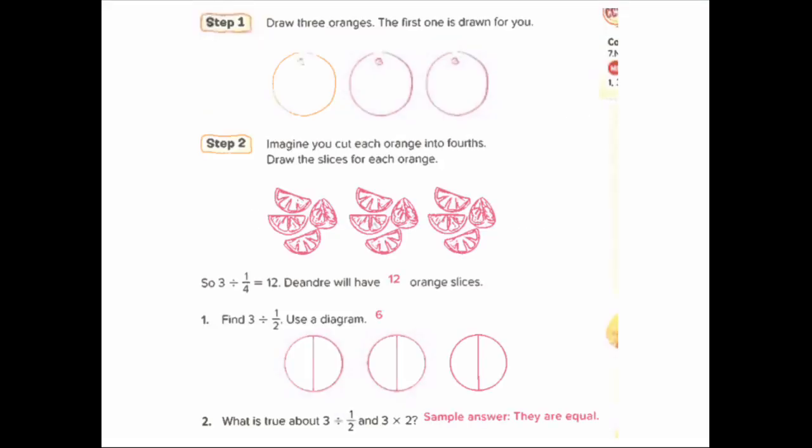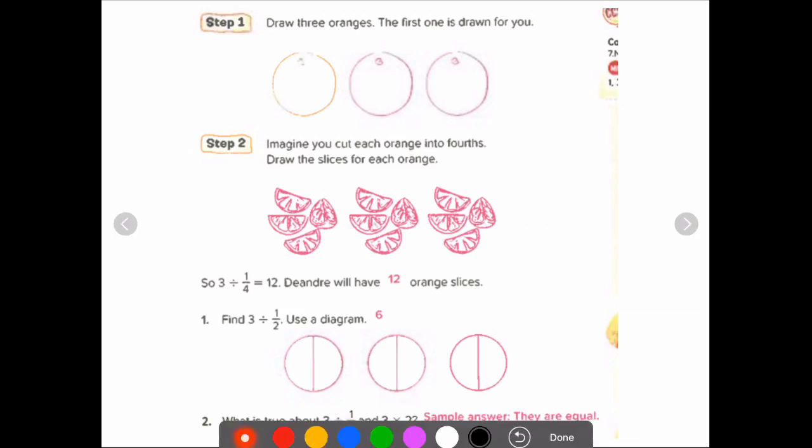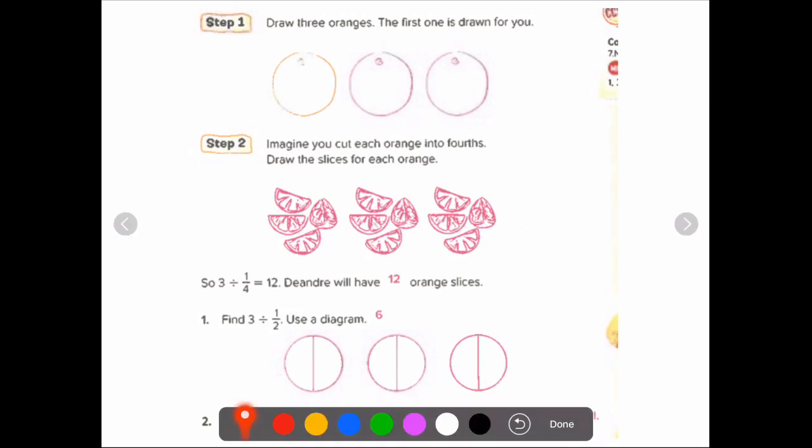Let's think about these three oranges here. And we want to cut each orange into fourths. How do we say fourths? And another word for cut that we can use is divide. So we have 3 oranges divided by 1/4.